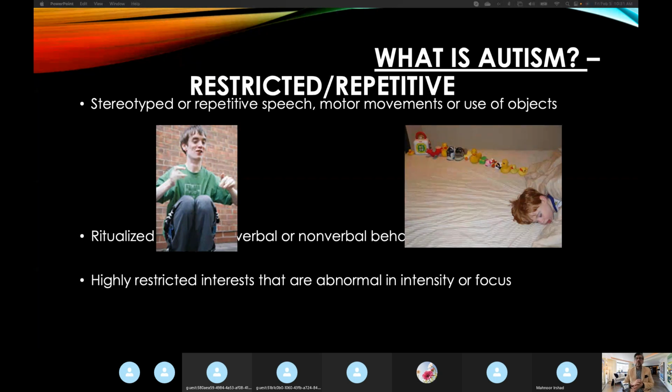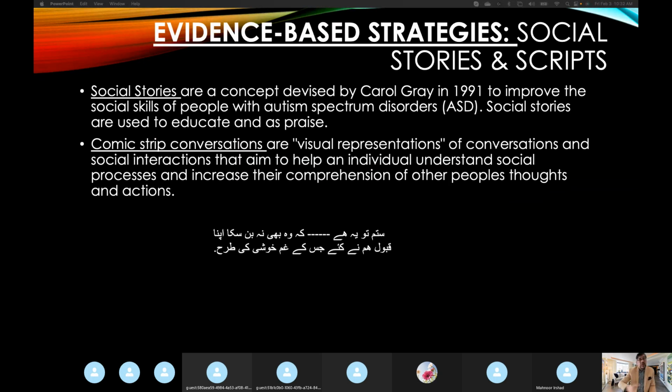Now, there is autism which is restricted type or repetitive type. So, two types. As I mentioned earlier, there are further different kinds of autism. One of the types is restricted and repetitive. Restricted or repetitive means stereotyped repetitive speech, motor movements, or use of objects, ritualized verbal and non-verbal behaviors, highly restricted interests that are abnormal in intensity and focus. Some of these things are repeated in the presentation, so I am trying to skip most of the things which I'm repeating.